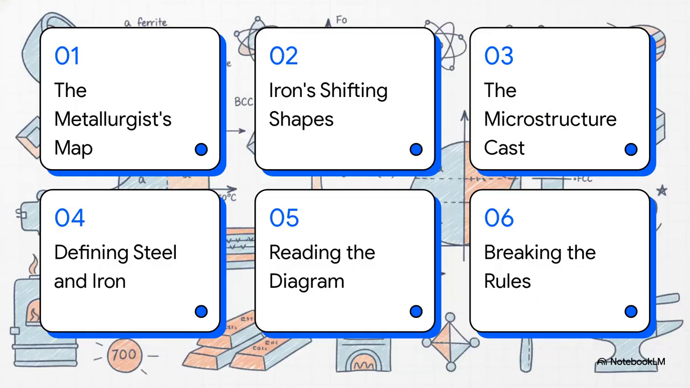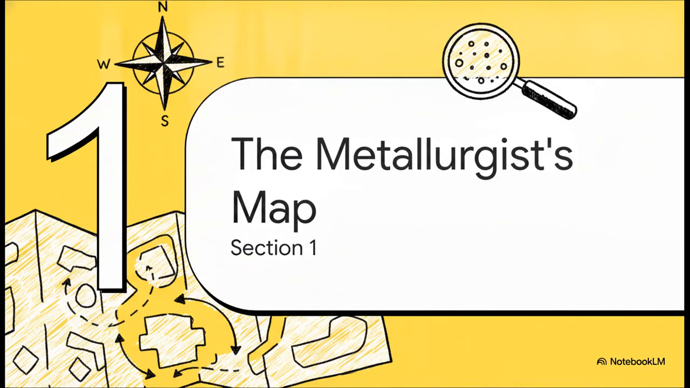So here's our quick itinerary for navigating this terrain. First, the metallurgist's map, then iron's shifting shapes, the microstructure cast, defining steel and iron, reading the diagram, and finally, my favorite, breaking the rules. All right, let's jump right into Section 1, the metallurgist's map.